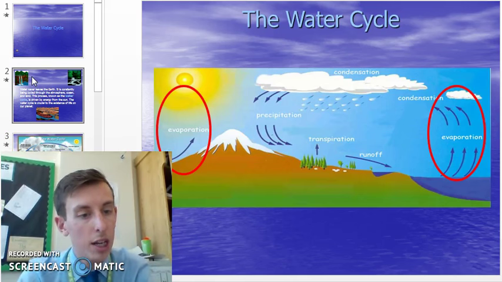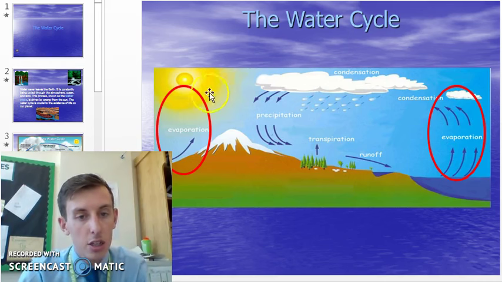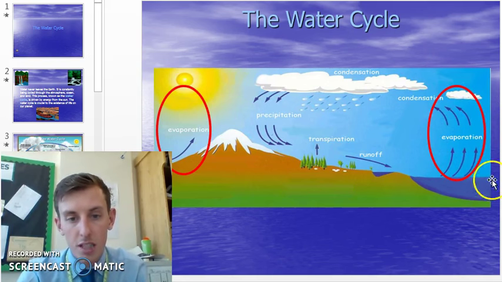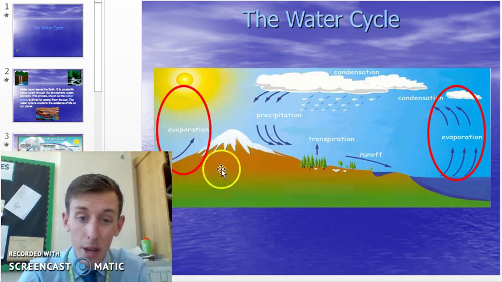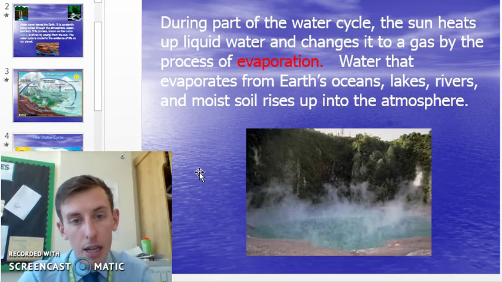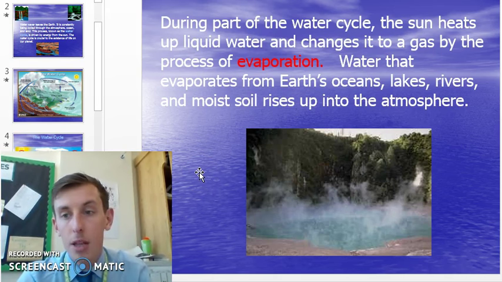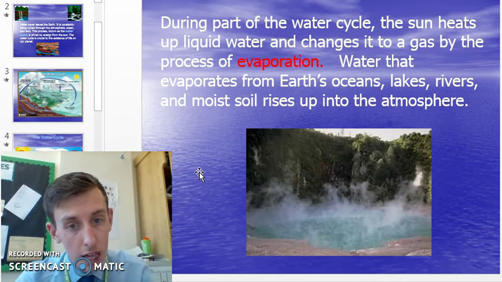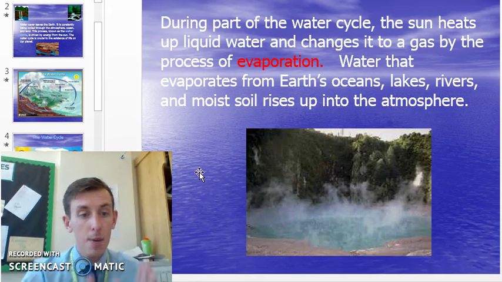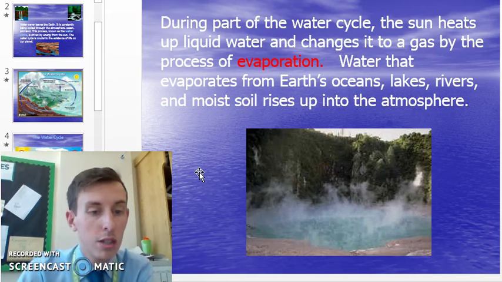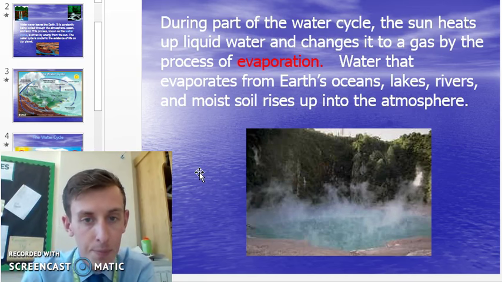So the first thing we're going to look at is the word evaporation. You can see in these two red circles here, this is the process of evaporation. Evaporation of water from the sea, and evaporation of water from maybe the hills or from the land. During part of the water cycle, the sun heats up liquid water and it changes into a gas by the process of evaporation. Water that evaporates from the Earth's oceans, lakes, rivers, and moist soil, so damp soil, rises up into the sky, up into the atmosphere.